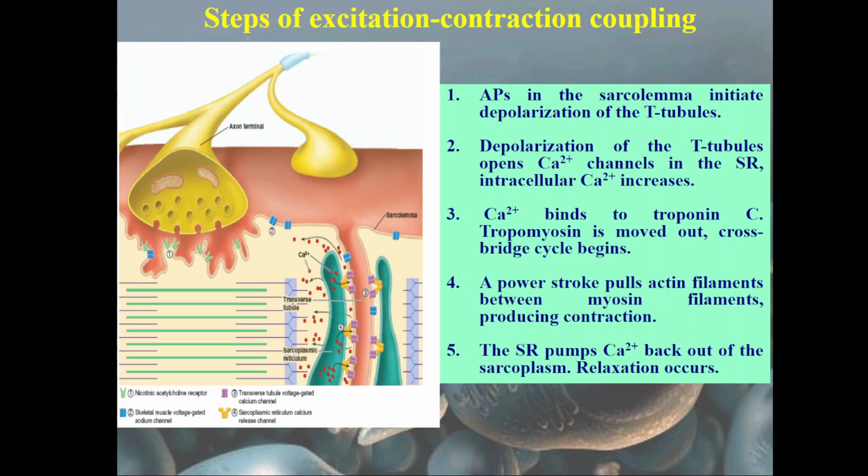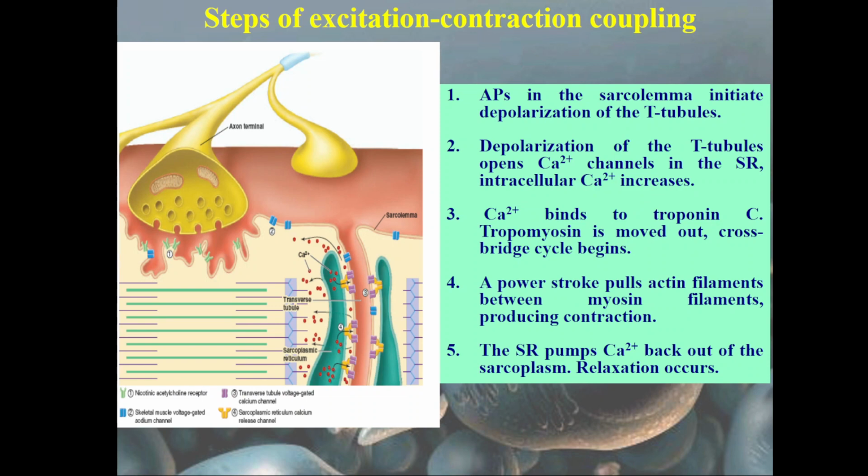Steps of excitation-contraction coupling. Excitation-contraction coupling will show us how excitation of a muscle fiber initiates its contraction. By the way, the nerve impulse, you should know it, the synapse in between the axon terminal of the motor neuron and the muscle fiber membrane, the sarcolemma, is called the neuromuscular junction.